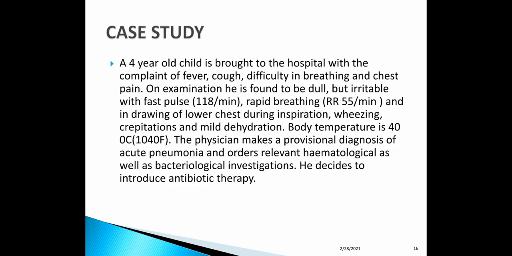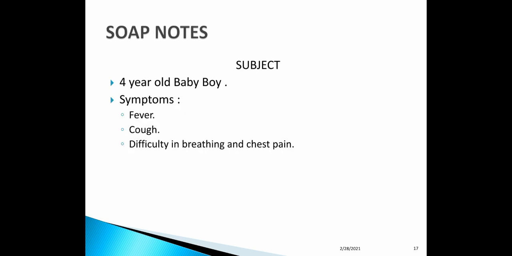Case study: a 4-year-old child is brought to the hospital with a complaint of fever, cough, difficulty in breathing, and chest pain. On examination, he is found to be dull but irritable with a fast pulse of 118 per minute, rapid breathing of 55 per minute, in-drawing of the lower chest during inspiration, wheezing, crepitations, and mild dehydration. Body temperature is 40 degrees C. The physician makes a provisional diagnosis of acute pneumonia, orders relevant hematological as well as bacteriological investigations, and decides to introduce antibiotic therapy.